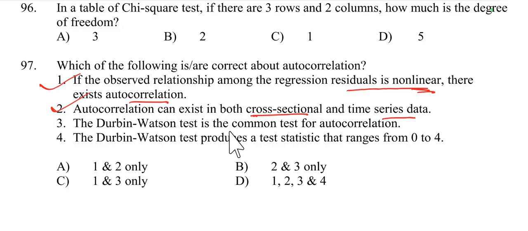Then the Durbin-Watson test is the common test of autocorrelation. Yes, we use the Durbin-Watson test to check autocorrelation. This is correct. Then the Durbin-Watson test produces a test statistic that ranges from 0 to 4. Yes, this is also correct. So here options 1, 2, 3, 4, all of the above are correct. So option number D is right here.